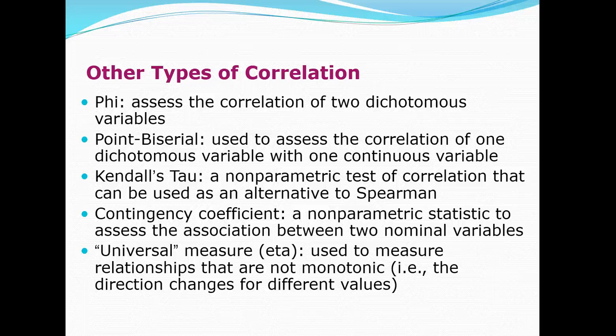And then the last one here is the universal measure. On SPSS, you'll see it as ETA. This is a correlation statistic that's used to measure relationships that are not monotonic, such as when direction changes for different values. This is quite rare, that you're going to have a variable where the direction changes for different values. And I still have to find an article that really utilizes this universal or ETA type of correlation. And when I do, I'm going to share that to you. But I have not encountered a study that has used a universal measure or ETA correlation statistic.